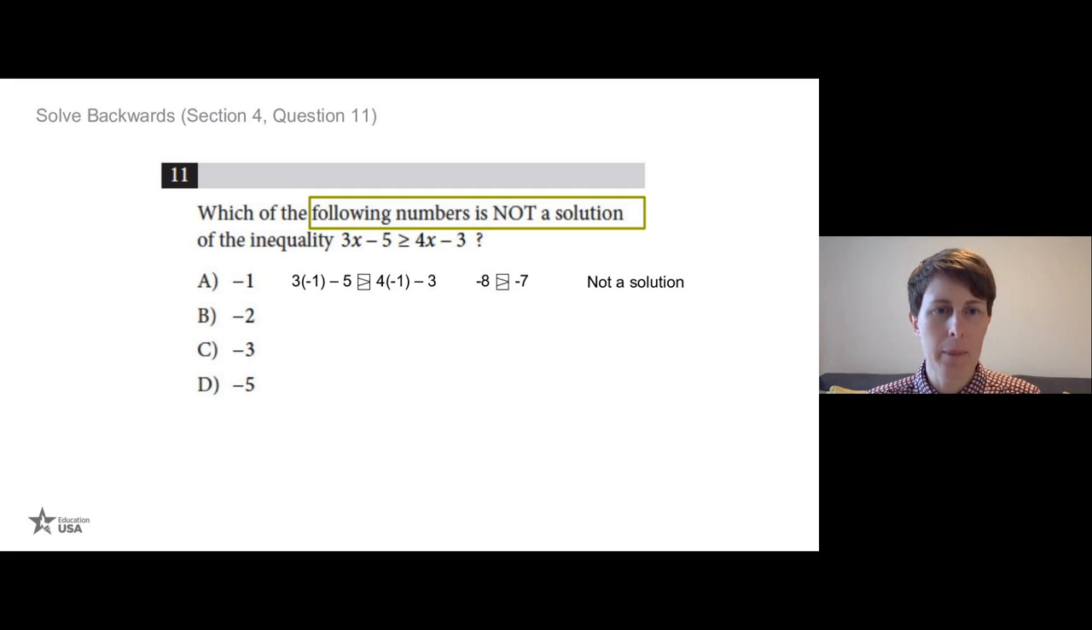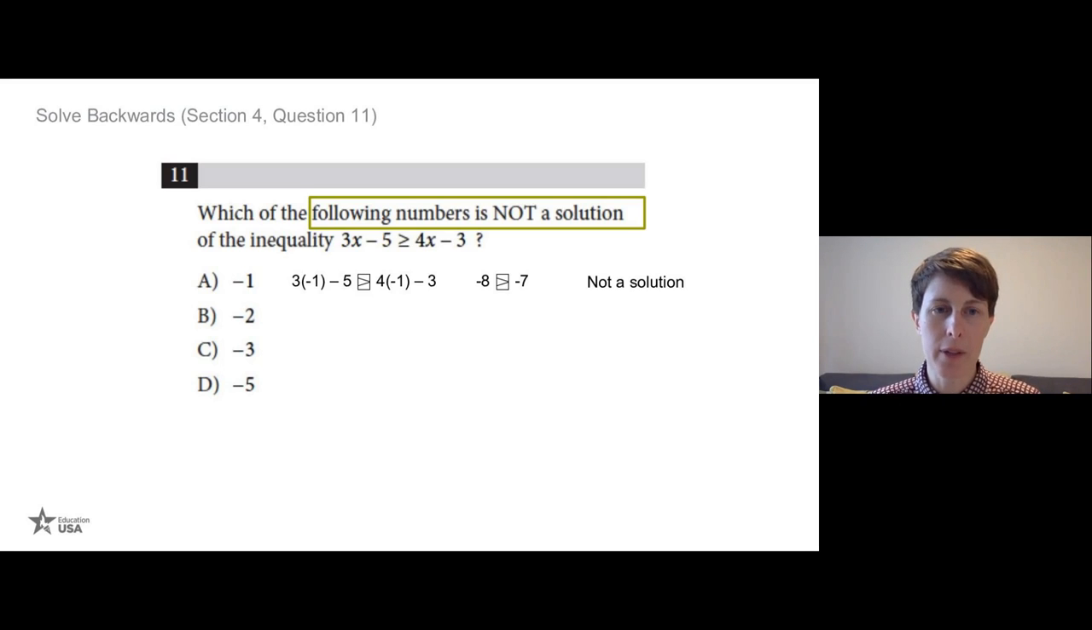So as you plug in negative one through this problem, you can find that the solution is negative eight is greater than or less than negative seven. Okay, is that true? That is not a solution, right? Okay, cool. We are trying to find not a solution. This is not a solution, matchy matchy. You can go ahead and stop there if you feel really happy and comfortable about it.